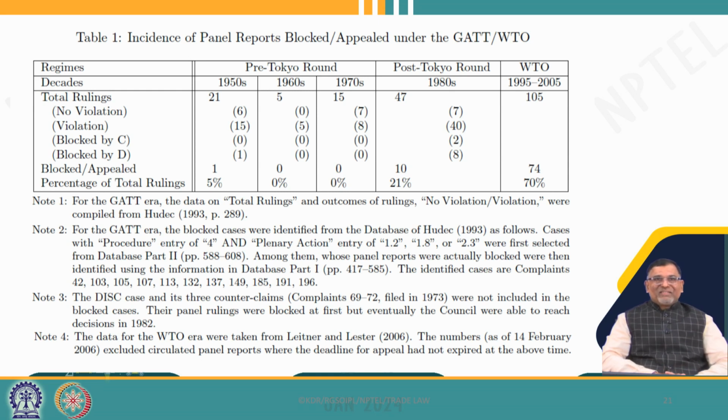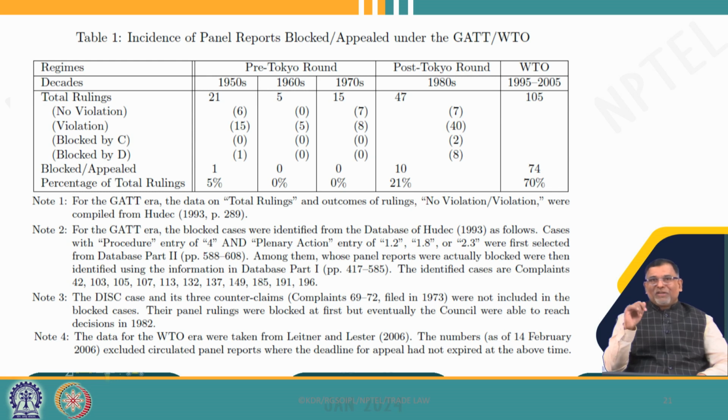Here you can see that in the 1950s there were only 21 cases, in the 60s only 5 disputes, in the 70s 15 disputes, and post Tokyo round there are 47 cases. So hardly 41 cases before the entire Tokyo round of negotiations, and after the 1980s.